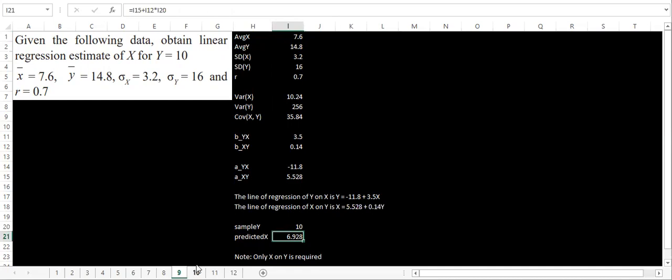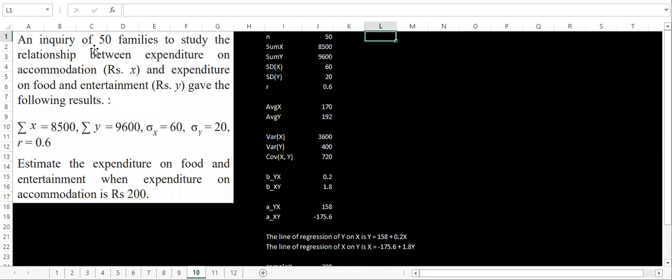Next question. An inquiry of 50 families to study the relationship between expenditure on accommodation, rupees X, and expenditure on food and entertainment, rupees Y, gives the following results. So we have the sum of the X values. Even before that, we have 50 families. So N equals 50, obviously.